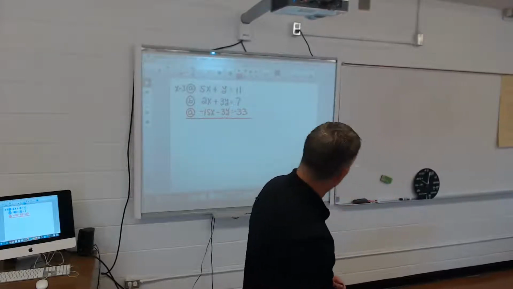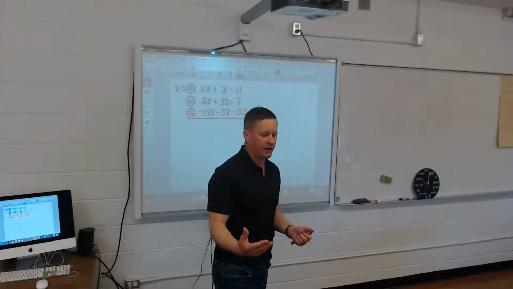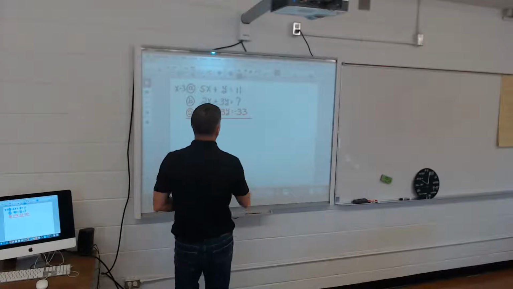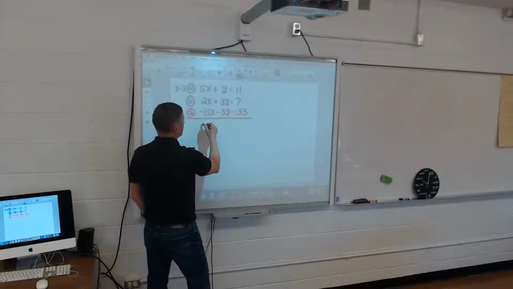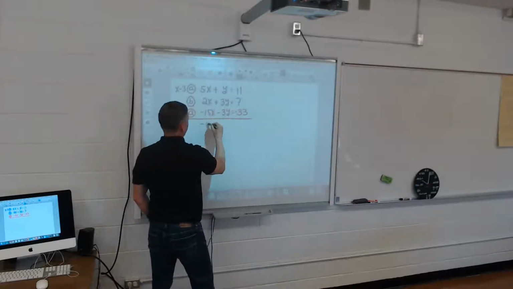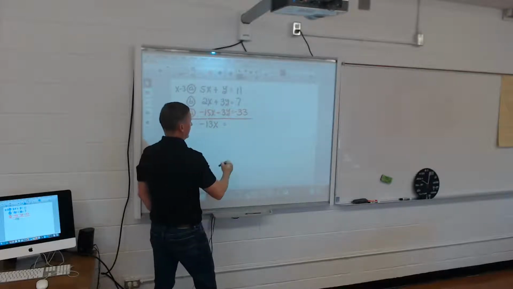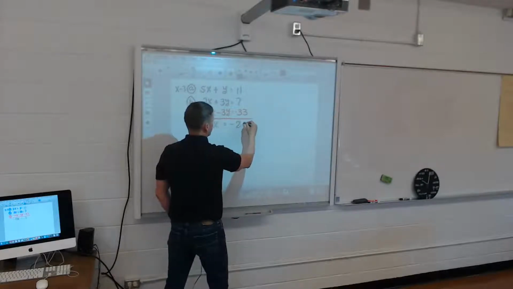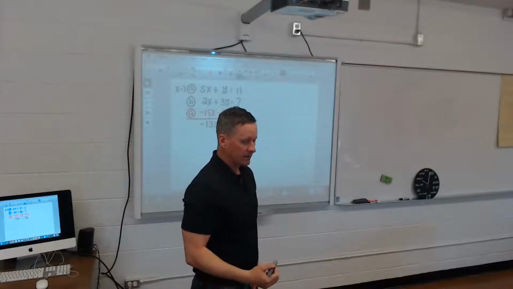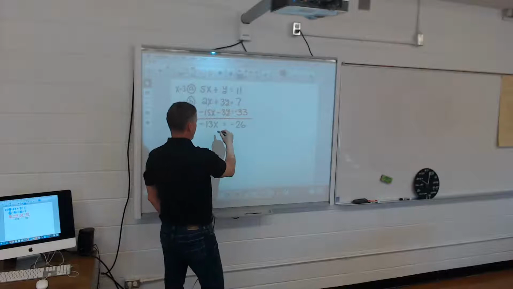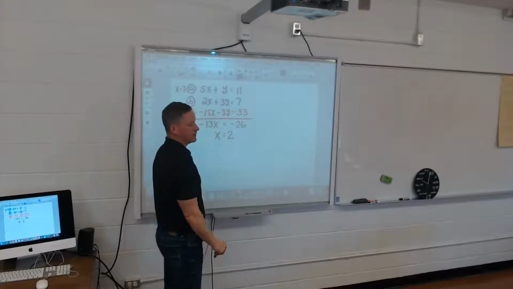Now that I have coefficients that are what we call the additive inverses of each other, when I add them, one of the coefficients is going to disappear. So I go 2x plus -15x, which makes -13x. 3y subtract 3y is 0. And then I have 7 and -33, which is -26. So now I've eliminated one of the variables and I can solve for x. I divide both sides by -13, and x equals 2.